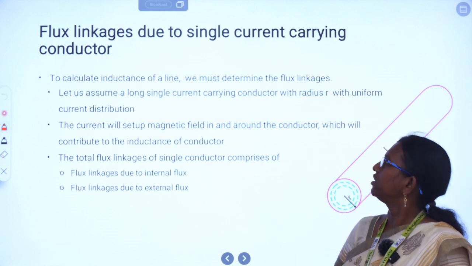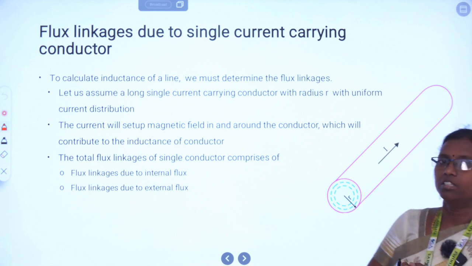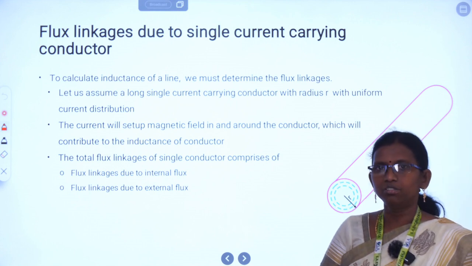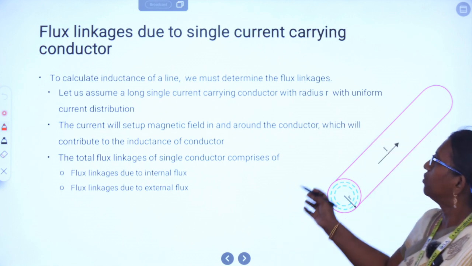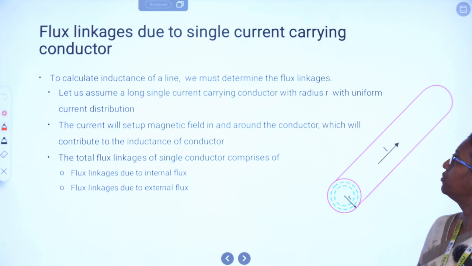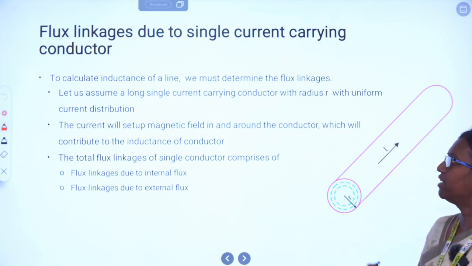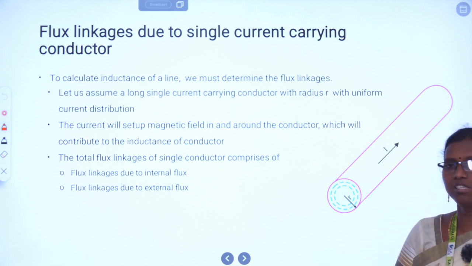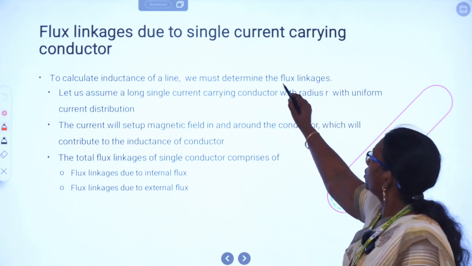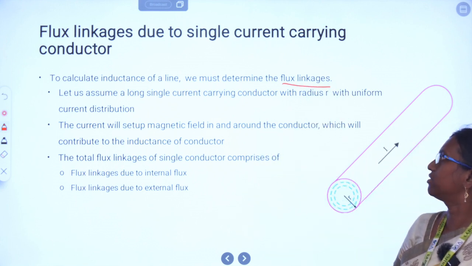Coming to the flux linkages. Flux linkages are nothing but the product of the number of turns and the flux. Here we are going to find the flux linkage due to a single current carrying conductor. Why are we finding that? In order to calculate the inductance of a line, we must first determine the flux linkages. Without knowing the flux linkages, we are unable to find the inductance of a line.